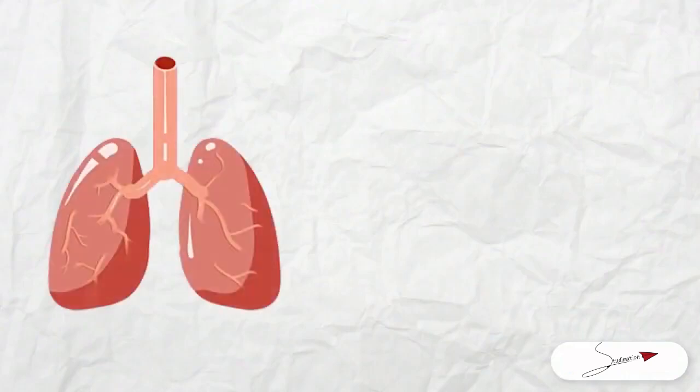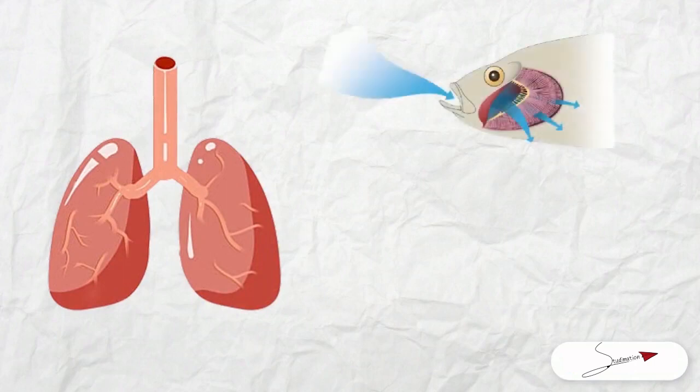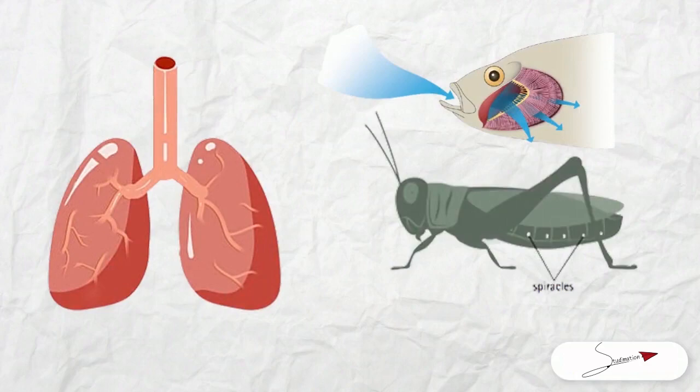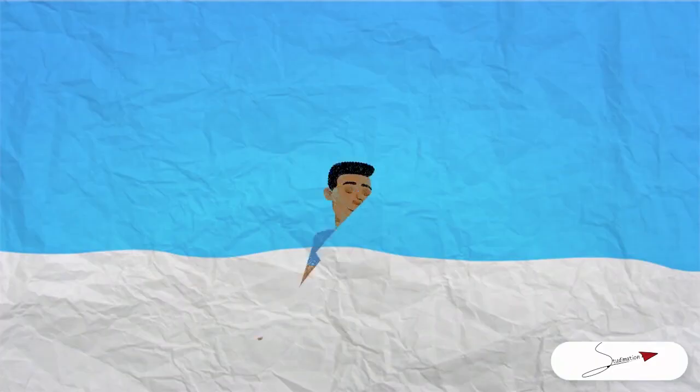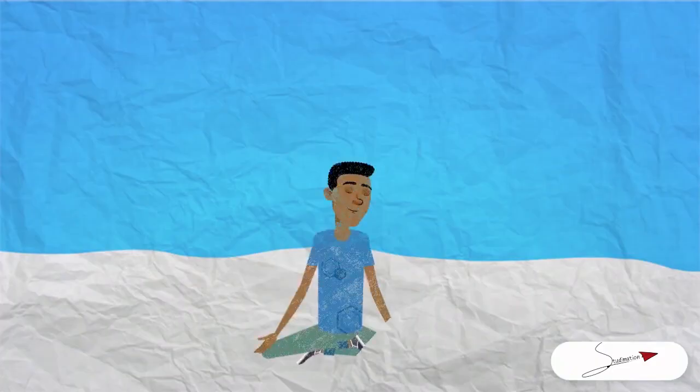Animals such as mammals, birds, reptiles, and amphibians breathe through special organs called lungs. Fish breathe through gills, while insects breathe through holes in their bodies called spiracles. Gently feel your ribs as you breathe in and out, deeply and slowly. What happened to your ribs when you inhale and exhale?